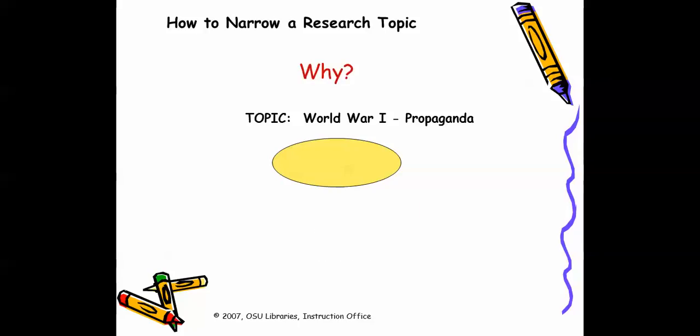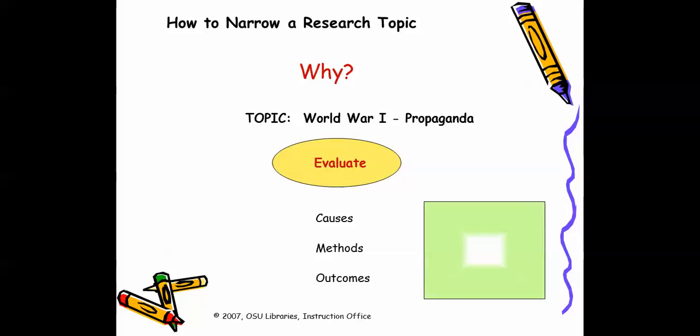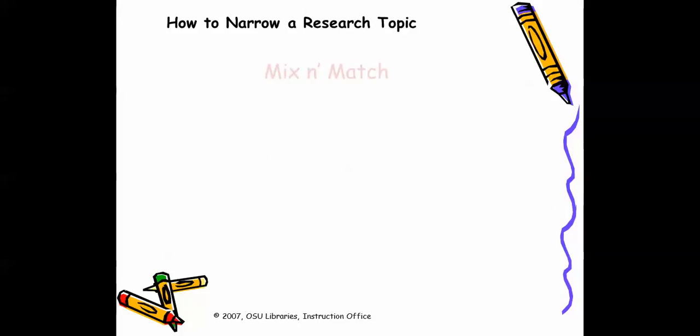And the next question is why. So again, World War I and propaganda is way too big of a topic. So we're going to evaluate why we would choose that topic, and we're going to look at the causes of the propaganda, methods or the types of propaganda, and the outcomes of the propaganda. And a topic that we could generate, or that we would come up with after looking at the why, if we take methods, a topic could be successful propaganda methods used during World War I, if information was dropped from planes, or how the propaganda was successful.